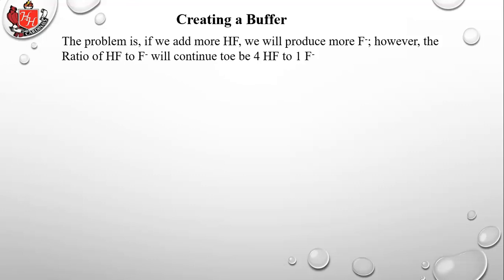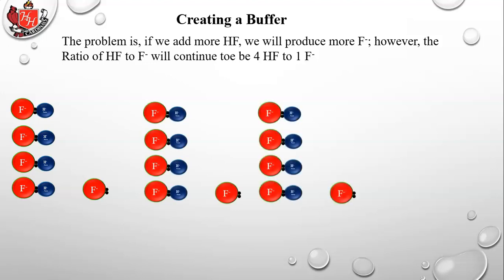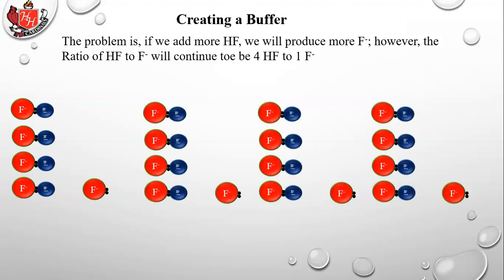So the problem is, if we add more hydrofluoric acid, we will produce more fluoride ions. However, the ratio of hydrofluoric acid to fluoride will continue to be 4 hydrofluoric acid to 1 fluoride. So if I add 5 more and 5 more and 5 more, I continue to have a 4-to-1 ratio. So yes, I'm adding fluoride ions, but I'm also adding more hydrofluoric acid molecules, and I don't want to do that. I want the numbers to be equal. So I didn't do anything to make those numbers equal simply by adding more of the weak acid hydrofluoric acid.